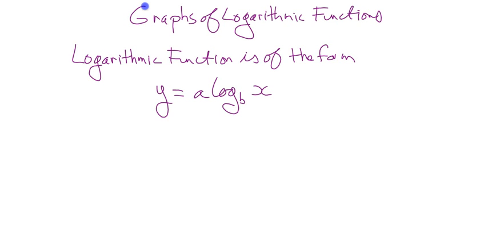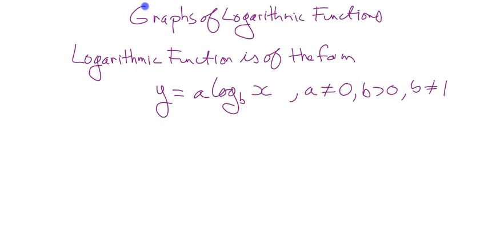A can't be 0, because it would just wipe out the whole thing if it were. b has to be positive, greater than 0, and b cannot be 1.